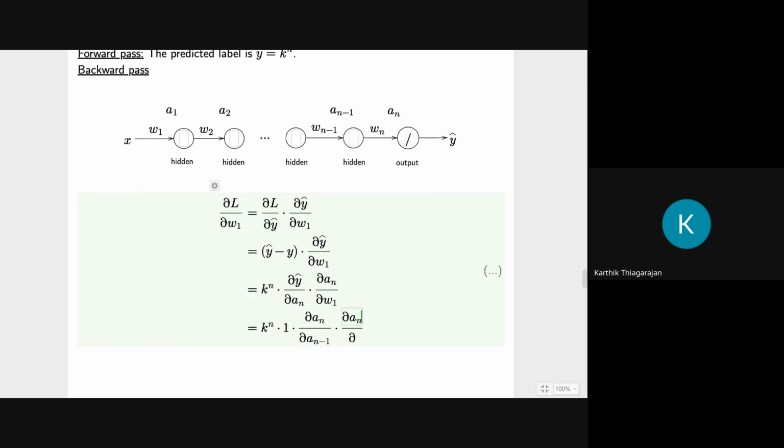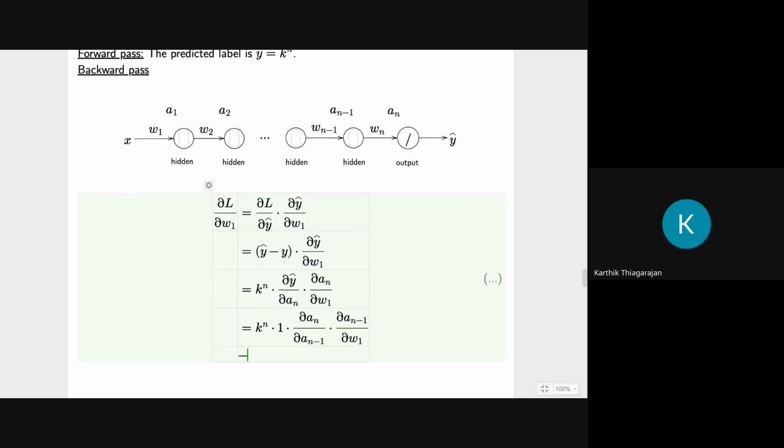So which I can now further break down into an. There is an an minus 1 hiding here. So I can use dou an by dou an minus 1 into this fellow that remains, dou an minus 1 by dou w1. So this is what? K power n into an with respect to an minus 1.